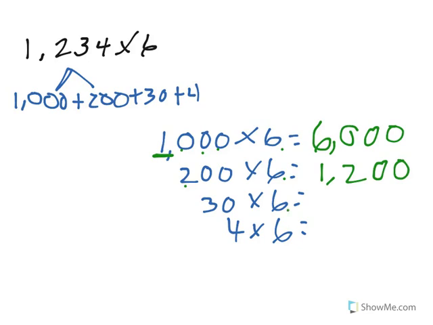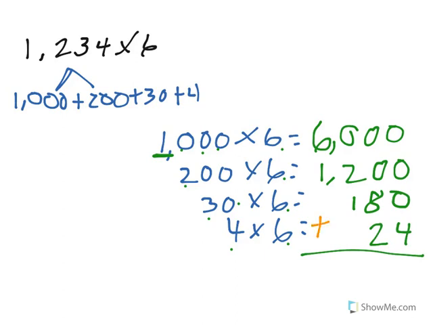Then we're going to do 6 times 30. We focus on the 3. 6 times 3 is 18. And how many zeros do I have? 1 zero, so 180. And then finally we do 6 times 4, which makes 24. And the final step is to add all of these together.